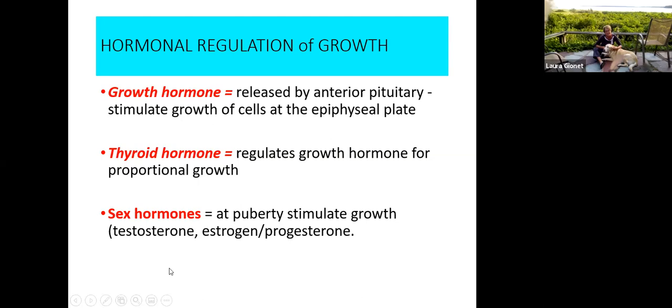Okay, hormonal regulation of growth. Well, we have a couple different hormones that are associated with this. We have human growth hormone, which we look at in the endocrine system in A&P 2. It's a hormone that's released from the anterior pituitary gland, and it stimulates the growth of cells at the epiphyseal plate. There are a couple different hormones, of course.